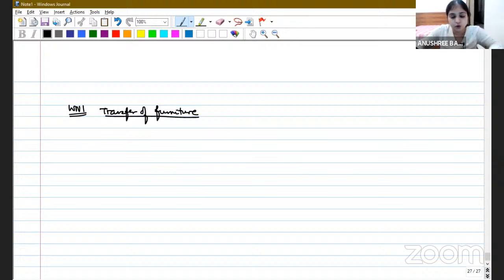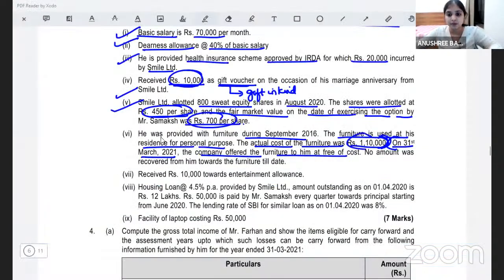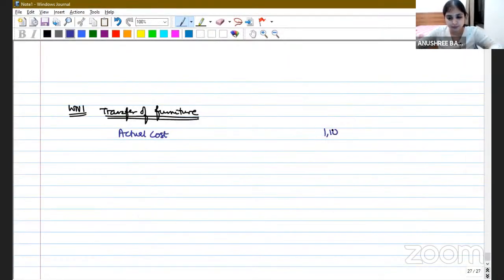I hope you all know the steps. We start with the actual cost. What was the actual cost of the furniture to the employer? 1,10,000. From this we subtract normal wear and tear. How to find normal wear and tear?